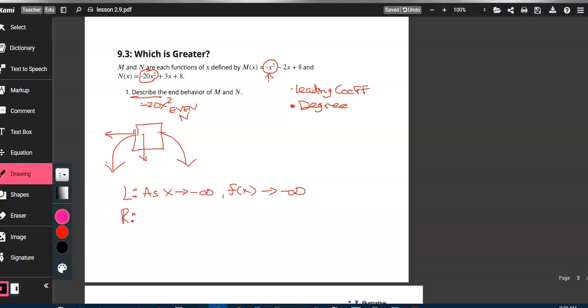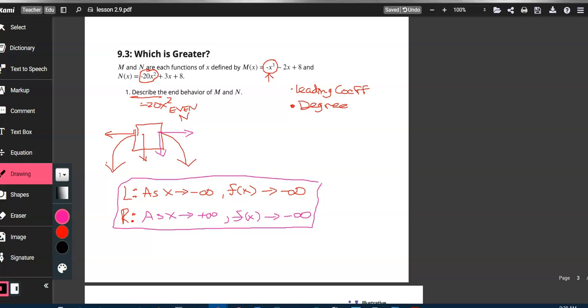And on the right, as x approaches positive infinity, then the y values are going down to negative infinity, so it's getting larger in the negative side. This is one way to describe the function. Or you could use a sentence. Okay, and that is it. That is the lesson on end behavior.